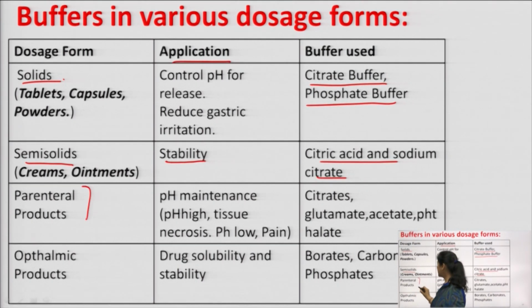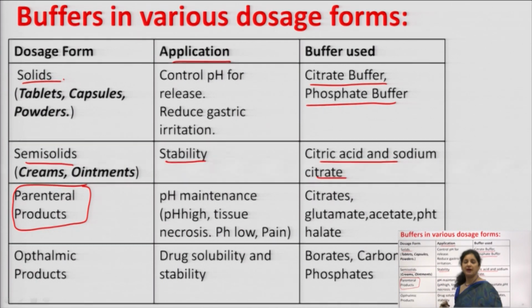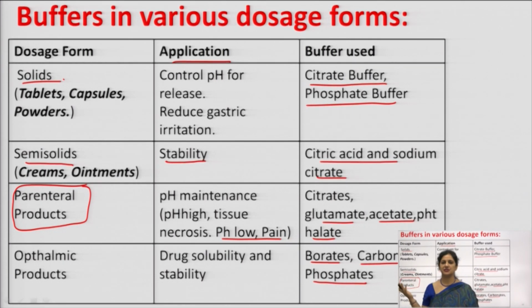Then in parenteral products, which are directly injected, we use buffers to maintain the pH, because if the pH is lower, it is going to cause pain, and if the pH is higher, it is going to cause tissue necrosis, or the death of the tissue. We generally use citrate, glutamate, acetate and phthalate buffers here. Then we also use buffers in ophthalmic products, for enhancement of drug solubility as well as to maintain stability. Examples include borates, carbonates and phosphates. So these are the various dosage forms, the various pharmaceutical applications of buffers, and the buffers we generally use.